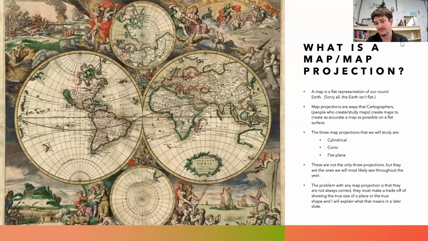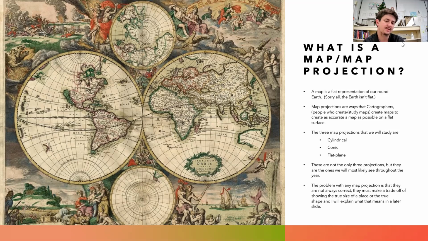So first off, there's one question we need to look at, and that is, what exactly is a map? So a map is just a flat representation of the spherical Earth. So sorry to break it to you all, but the Earth is not flat. And a way to show the spherical Earth on a flat map is to use what are known as map projections. And that's just what people who study maps, known as cartographers, use to create as accurate a map as possible on a flat surface.